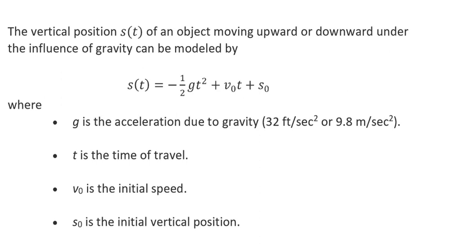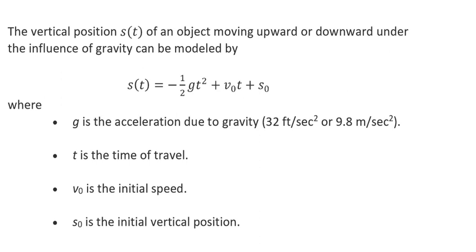In this video, we're going to be solving an application of a polynomial inequality. We're going to talk a little bit about a vertical position equation because we're going to use that to solve this problem. So the vertical position equation, S of t, of an object moving upward or downward under the influence of gravity can be modeled by S of t equals -1/2 g t squared plus v naught t plus s naught, where g is the acceleration due to gravity.